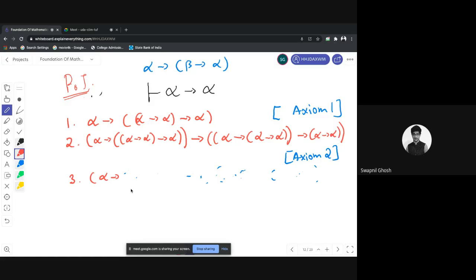Now see, what we do is that, notice that this part and this part is the same. So what can we do? We can apply modus ponens, MP, to get this.